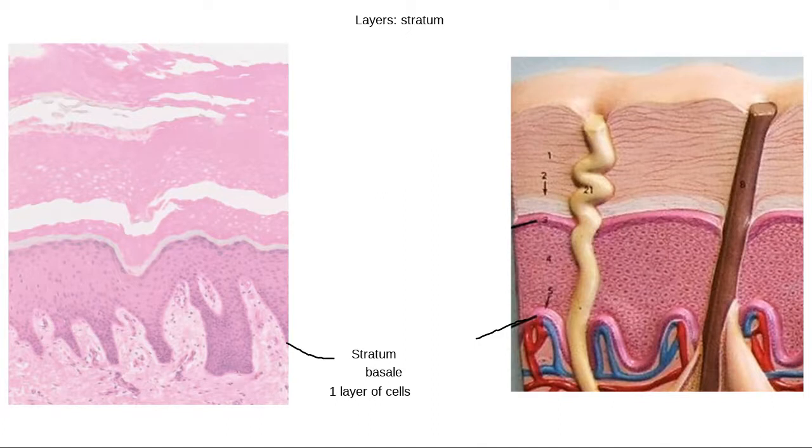Where mitosis happens. Stratum basal. Move that. Yeah, seems like it was a year ago, right? That was a very long time ago.